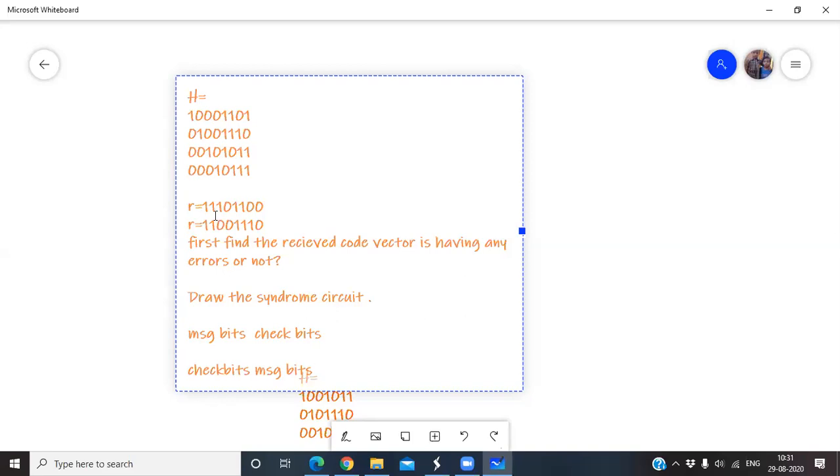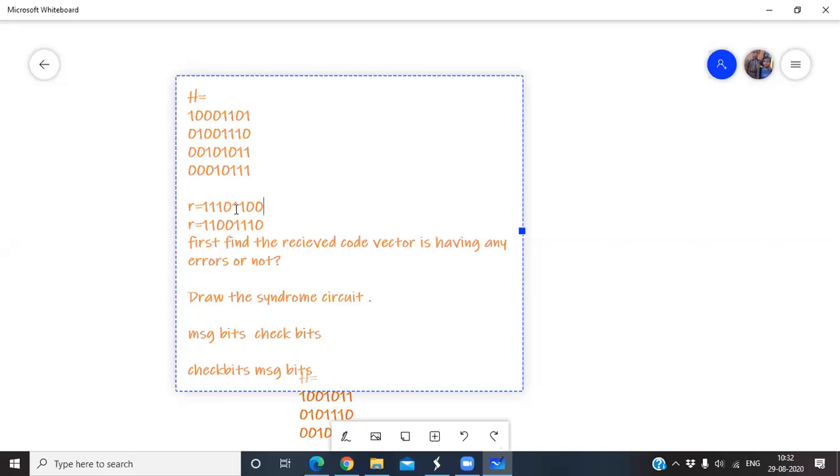Clear about this? See, in the first example, I told that R is equal to 11101100. Please go through the 1110 message bits. Please open the table of 8,4 block code vectors. In that, for 1110, what are the check bits? 0100 are the check bits. Is it true or not? Yes, sir. Okay. 1110 is the message bit, 0100 are the check bits.